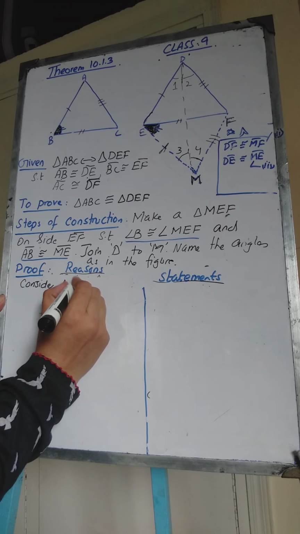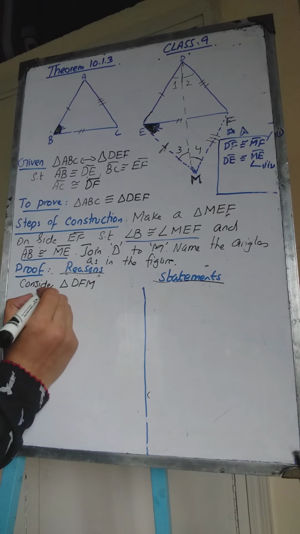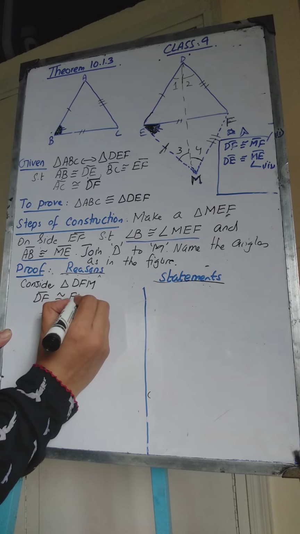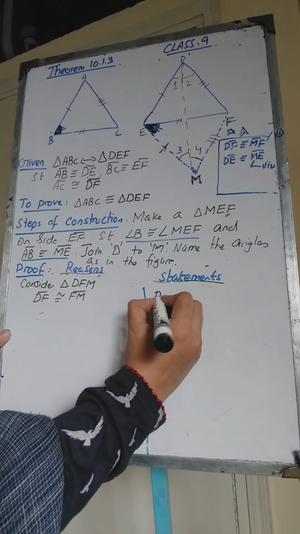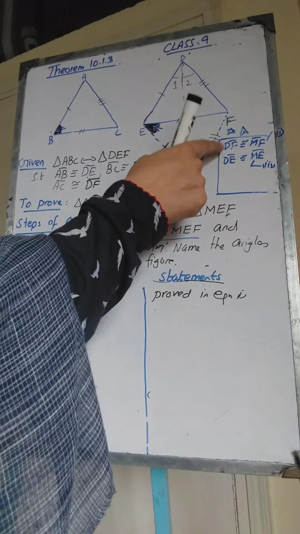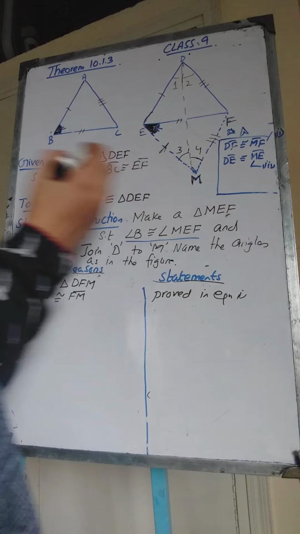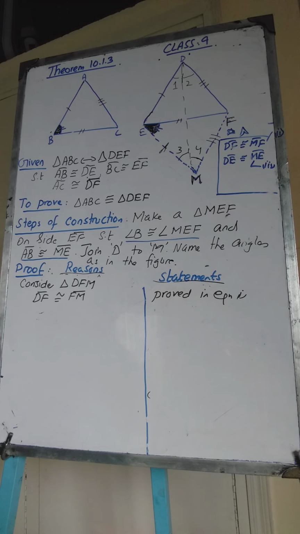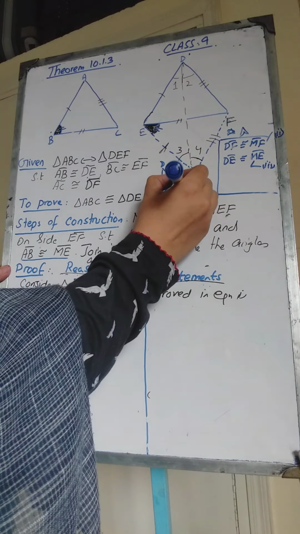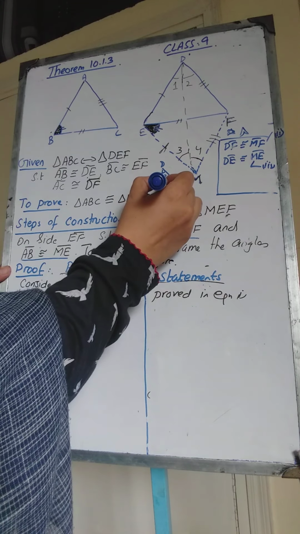Consider triangle DFM. In this triangle, DF is congruent to FM. This we have already proved in equation 1. Now we are considering this triangle DFM. Let me draw it here: D, F and M. Now I have marked this angle as angle 2 and this angle as angle 4.